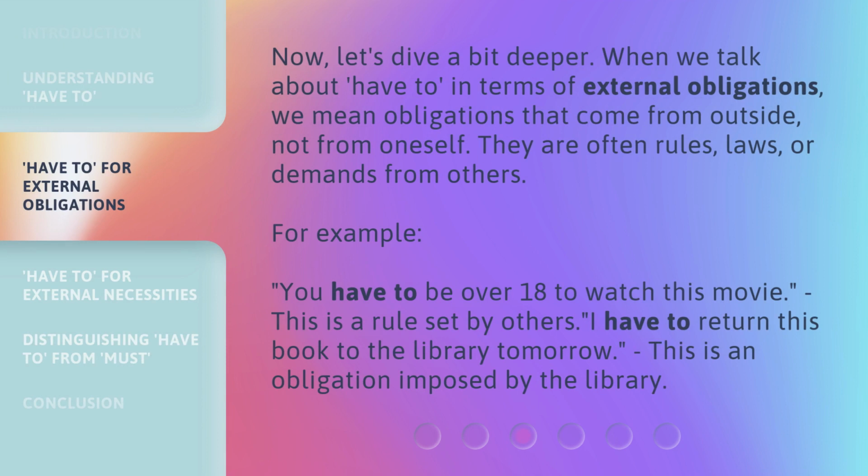Now, let's dive a bit deeper. When we talk about have to in terms of external obligations, we mean obligations that come from outside, not from oneself. They are often rules, laws, or demands from others. For example, you have to be over 18 to watch this movie. This is a rule set by others. I have to return this book to the library tomorrow. This is an obligation imposed by the library.